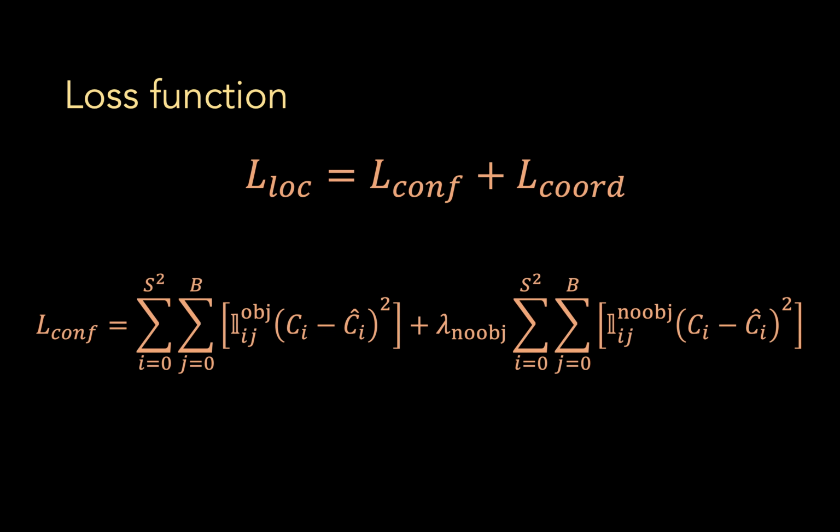Now, the confidence loss has a very similar form, except that the grid cells which do not contain an object are scaled by a parameter lambda no object, while those that do in fact contain an object are not scaled. And again, I'll explain why this happens in a bit.